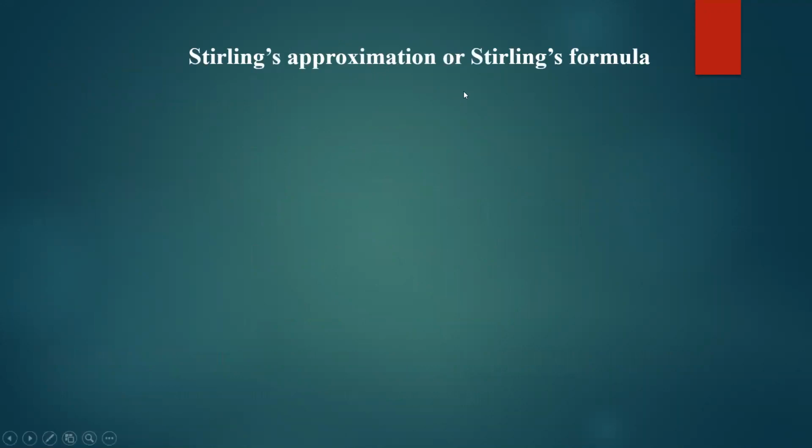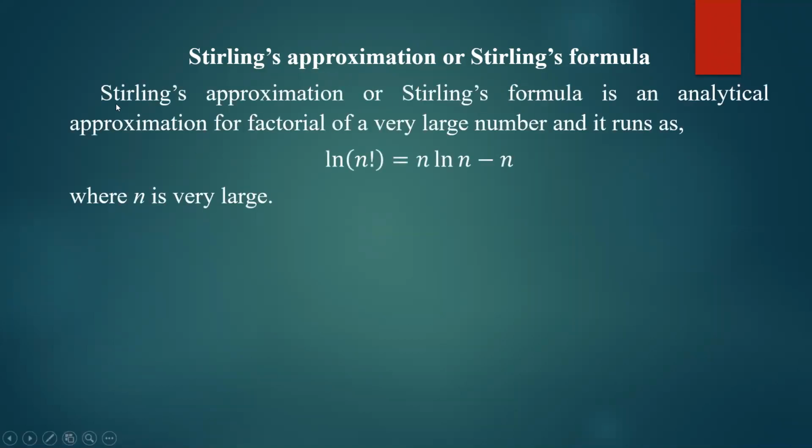Let us take the Stirling approximation. Next part is Stirling approximation or Stirling's formula. So Stirling approximation basically gives the approximation for ln of n factorial. The Stirling approximation statement says that it is an analytical approximation for factorial of a very large number. The statement is ln of n factorial is approximately equal to n ln n minus n, where n is very, very large. So this holds good for very large values of n.